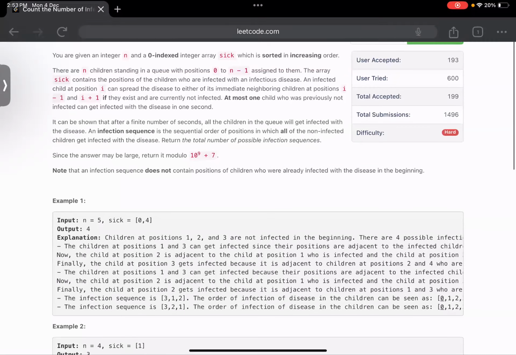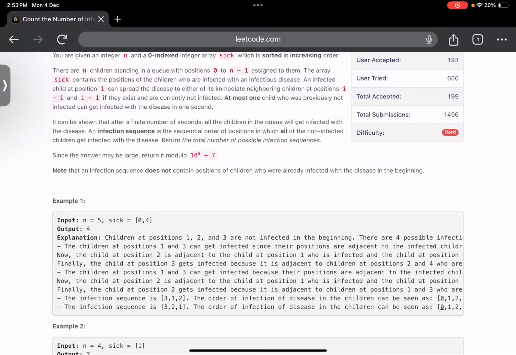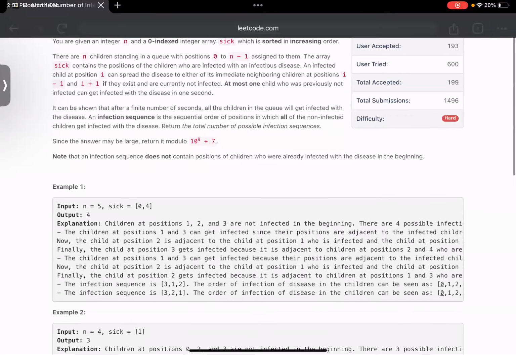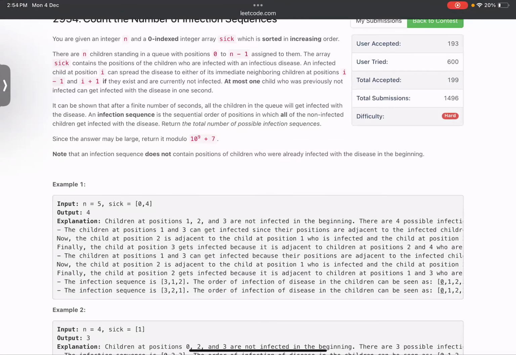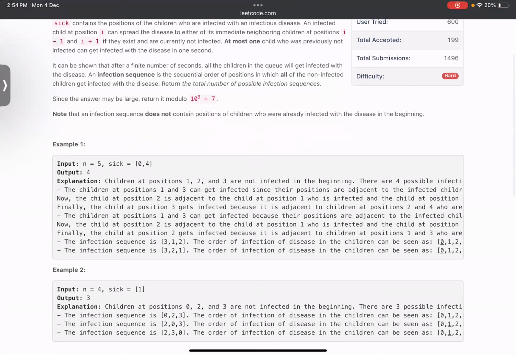So we are asked to determine the total number of sequences, the total number of ways in which the infection can spread to all of the children. Now, since the answer might be very large, we need to return it modulo 10 to the power 9 plus 7. We need to return the modulus value after division.